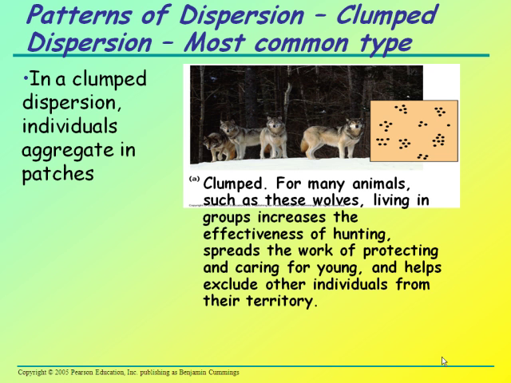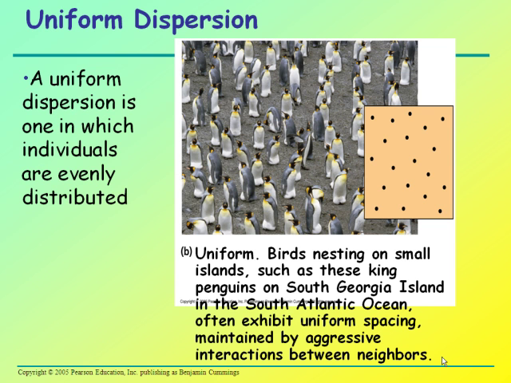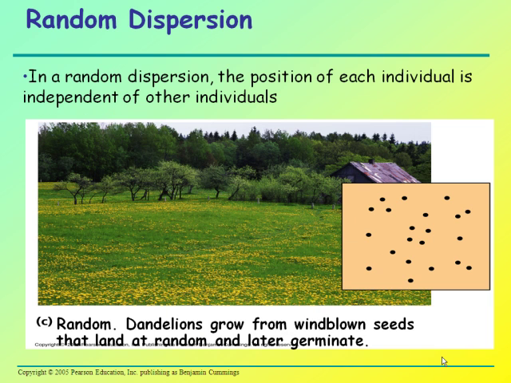Also in the newer edition of the book, it illustrates sea stars as a clumped dispersion where if they live together, they are more abundant. Uniform dispersion is where individuals are evenly distributed, like these penguins. Birds nesting on a small island such as king penguins on South Georgia Island in the South Atlantic Ocean exhibit uniform spacing, and they maintain that by aggressive interaction between individuals.